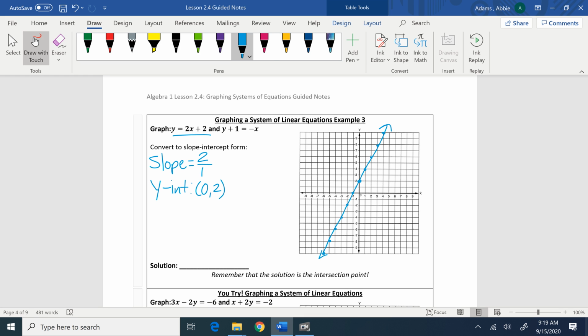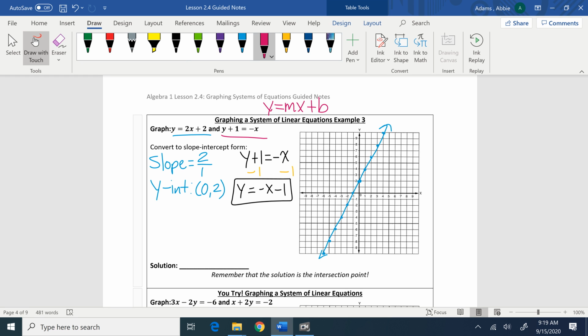But now we've got to get this second equation, y plus 1 equals negative x, into slope-intercept form, which again is y equals mx plus b. So I'm starting off with y plus 1 equals negative x. I need to isolate y, so I'm going to subtract 1 from both sides. So I'm going to end up with the equation y equals negative x minus 1. That is the equivalent equation to y plus 1 equals negative x. It's just now in slope-intercept form.